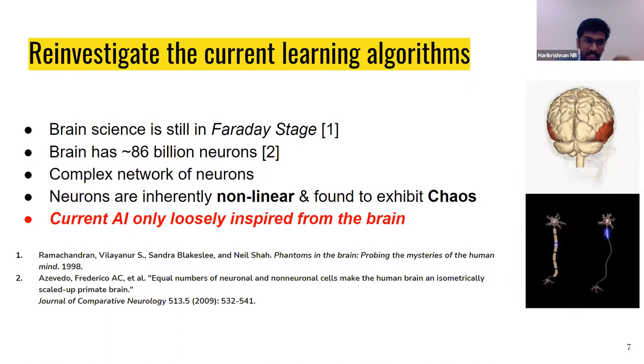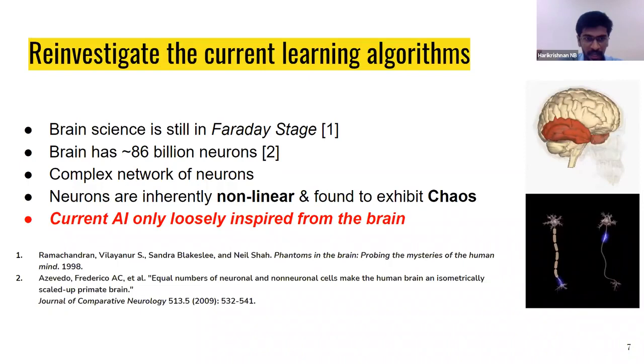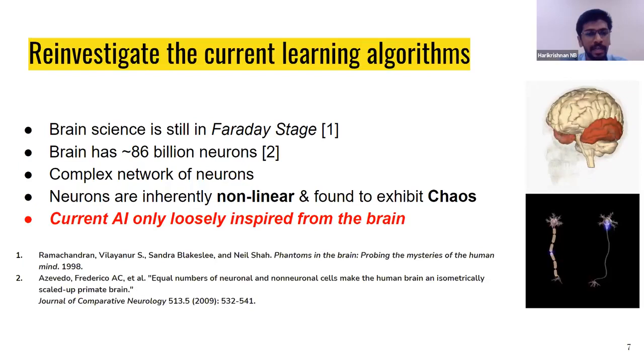With the current understanding, it has been estimated that there are nearly 86 billion neurons in the brain. These neurons are interconnected to each other to form a complex network, and they're inherently nonlinear and found to exhibit chaos. But if you look at the current DL architectures, many of these things are not satisfied. So I can say that the current AI is only loosely inspired from the brain.